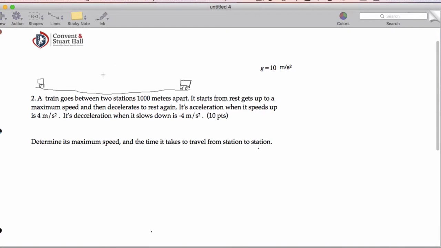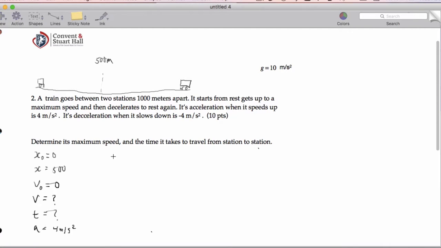Let's be clear that it's at the 500 meter mark, halfway in between, that it's going to get up to its maximum speed. So let's use the acceleration that we're given and calculate what that maximum speed is going to be, given the information that we have. So we know x naught is 0, x is going to be 500, v naught is 0, v is unknown, t is unknown, and a is going to be 4 meters per second squared.